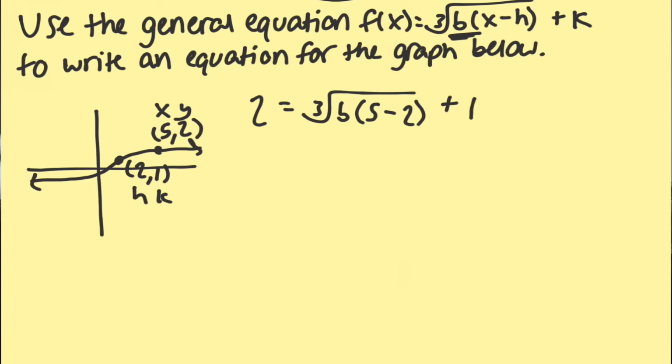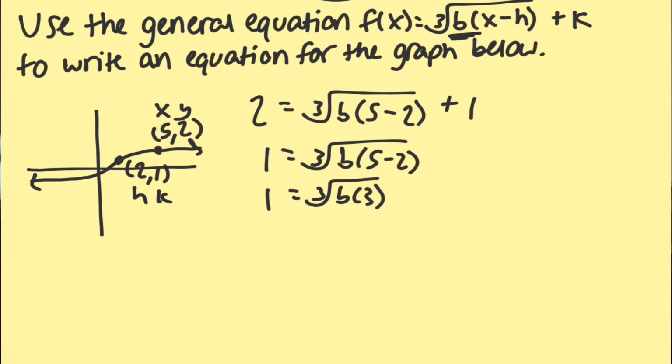Our solving is going to look a little bit different in this problem when we're solving for b. So we can subtract 1. 1 equals the cube root of b times (5 - 2). 5 minus 2 is 3. At this point, we can't continue to find the cube root of b times 3 because we have a variable inside that cube root. So what we can do is cube both sides.